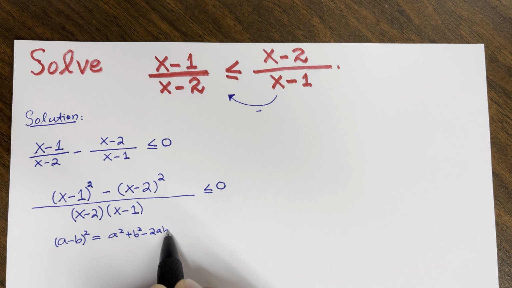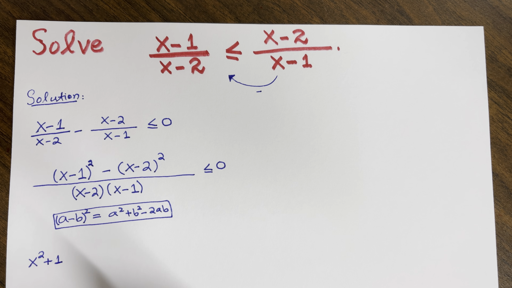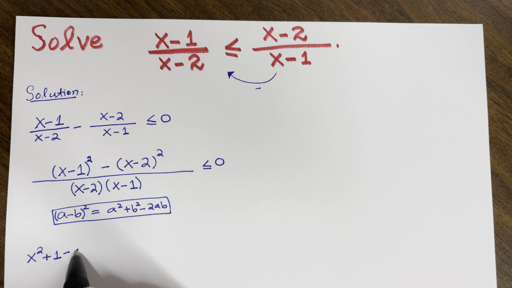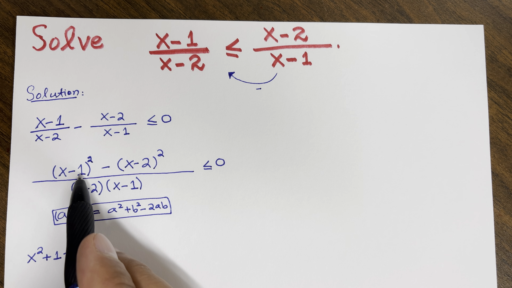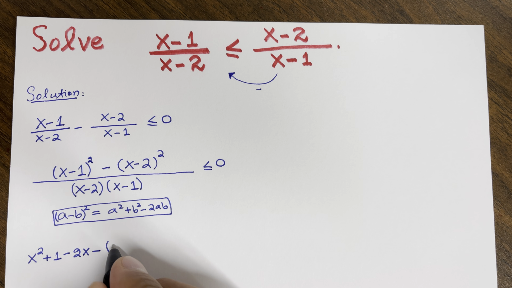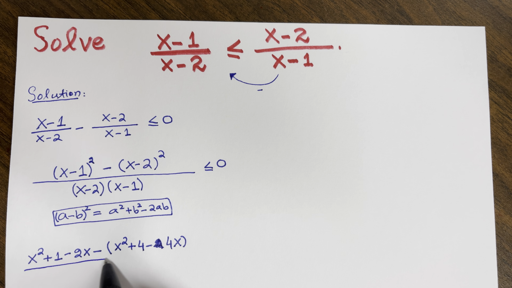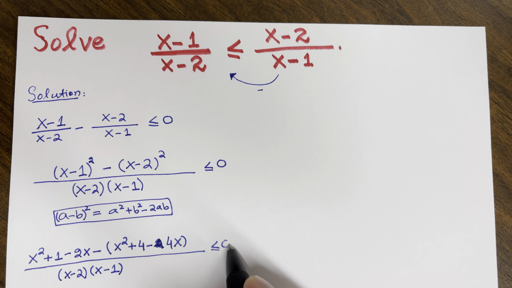And we know now the formula (a minus b) to the whole square is a square plus b square minus 2ab. If we use this formula, then here we will get x square plus the second term, 1 square, is just 1, minus 2 times the product of first and second, which is just 2x, minus similarly first term square plus square of the second term, 4x, whole divided by, we have not done anything in the denominator, so we can just write the denominator as it is, and the sign of the inequality is same.